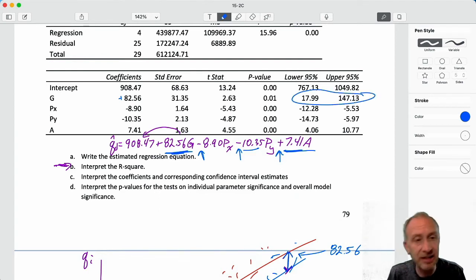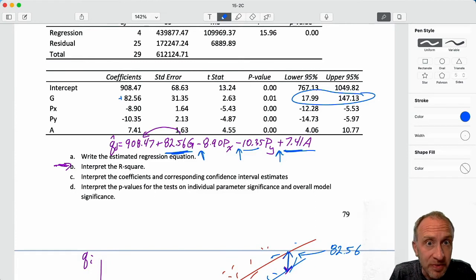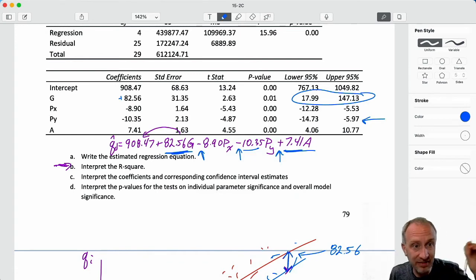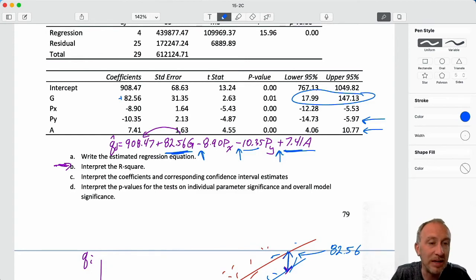I'm 95% confident that quantity demanded for women is between 18 and 147 more than it is for men. I say more again because we're looking at positive values. I'm 95% confident that for every dollar that you increase the price, quantity demanded will fall by between 12.3 and 5.5 units. Similarly, I'm 95% confident that for every dollar increase in the price of that related good, quantity demanded for this good is going to fall by between 14.7 and 6 units. Finally, on advertising, each additional $1,000 that we spend on advertising corresponds to an increase in average quantity demanded by between 4 and 10.8 units.